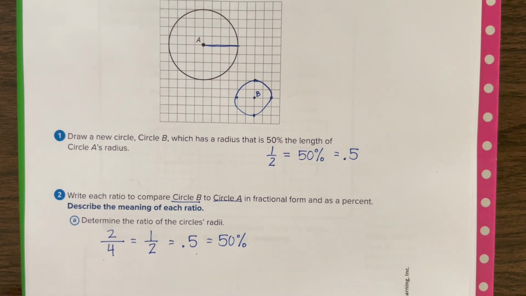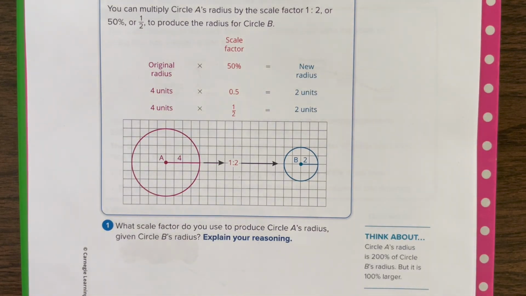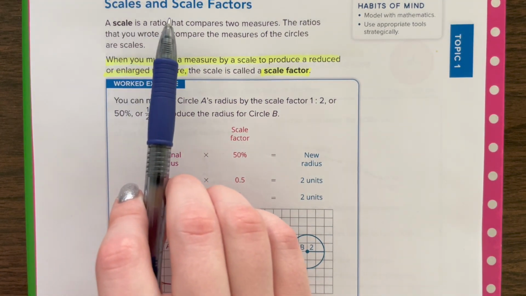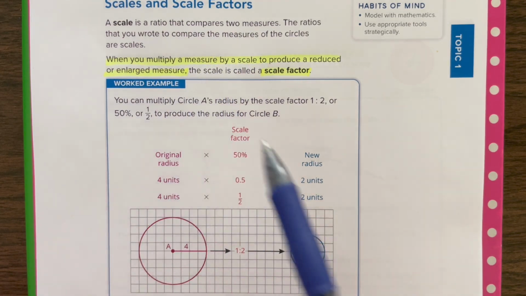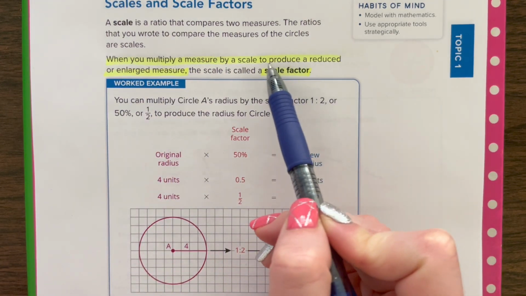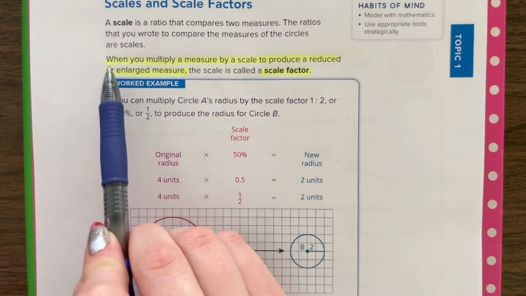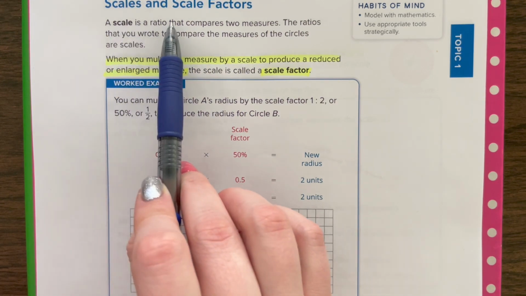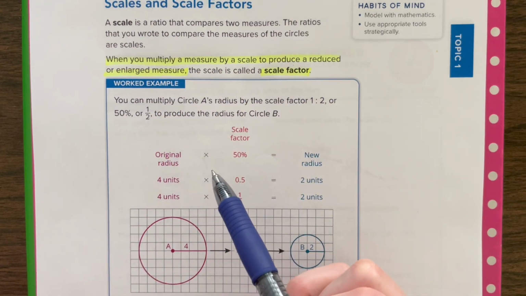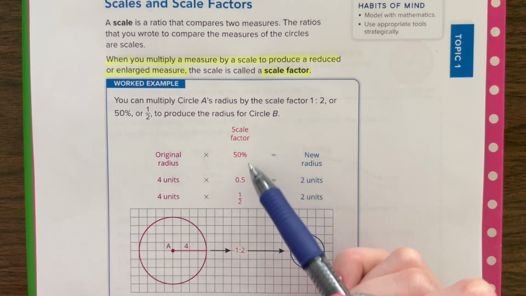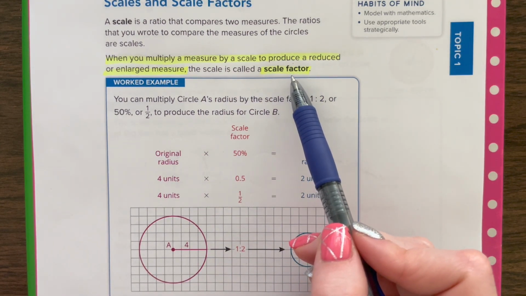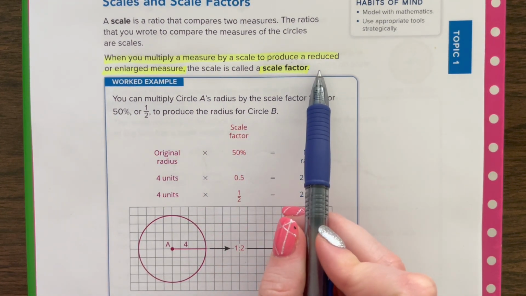So now let's flip over to page number 39. And you're going to see this worked example at the top. So that scale is a ratio that compares the two measures. That's what we just found with the 50%, the 0.5, and the 1/2. Now a vocab word that needs to go in your vocab section is scale factor. When you multiply a measure by the scale, that ratio, to produce a reduced or enlarged measure, that is our scale factor. That means when we multiply by a number and it gives us either a bigger or smaller measure, that's how the scale factor works. So please make sure this gets in your notebook under your vocab.